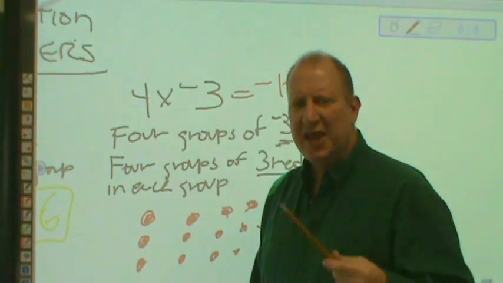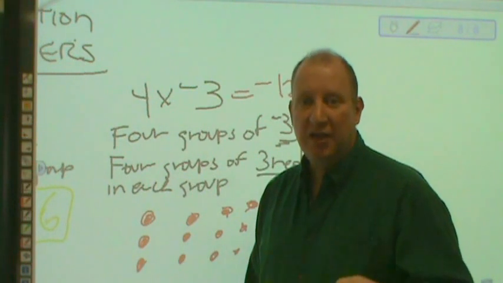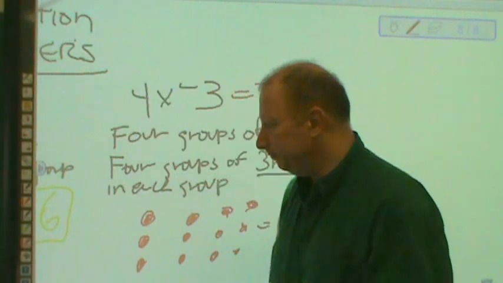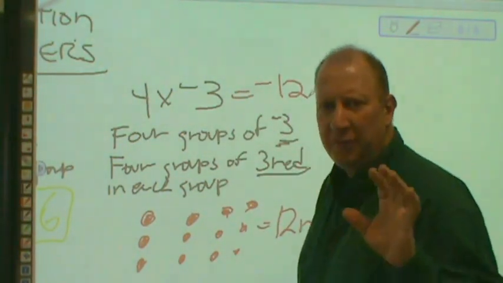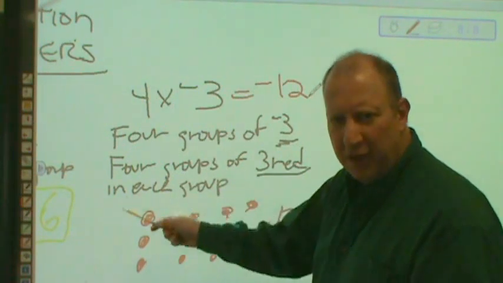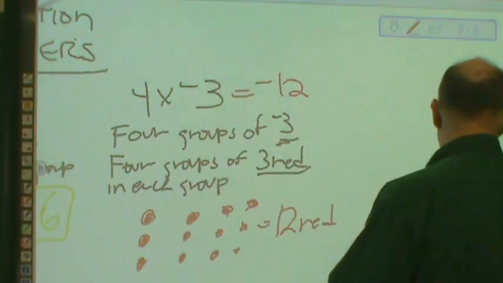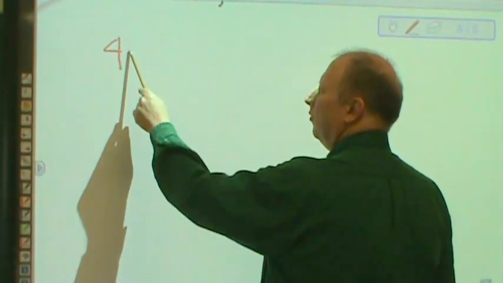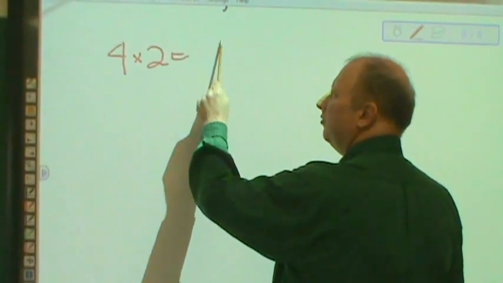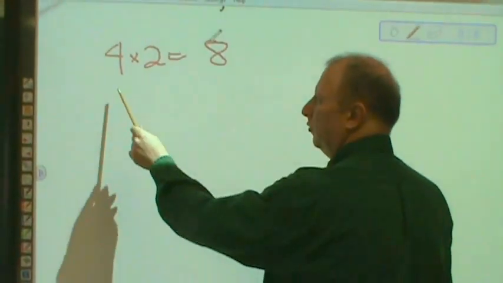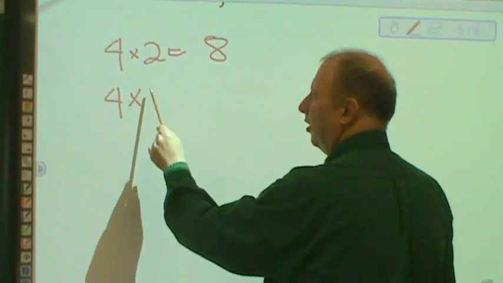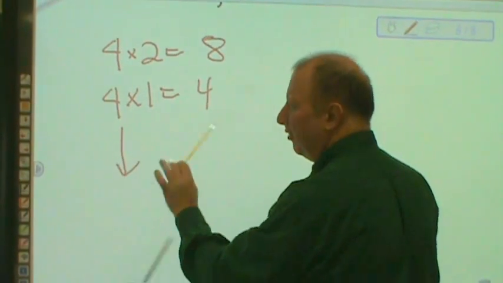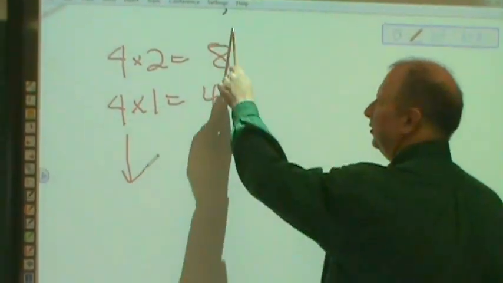However, let me get to the last piece. Why is a negative times a negative equal to a positive? We're going to look at that more closely, and we're going to use the information we have from here to understand it. Well, let's look at what we know. We know 4 times 2 is equal to 8. We know 4 times 1 equals 4. And we can continue going down. So we know this positive times positive.